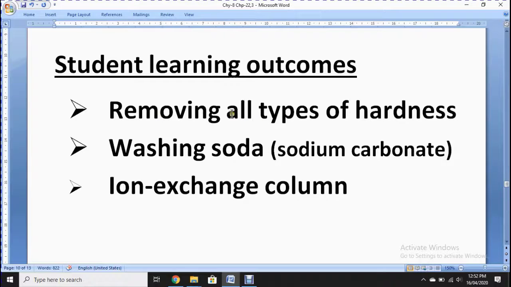Number one, removing all types of hardness. Number two, washing soda, whose chemical name is sodium carbonate. This is the chemical name of washing soda. The second method that we apply is the ion exchange column. So these two methods we apply one by one to remove the hardness of water. So let's start today's lesson.